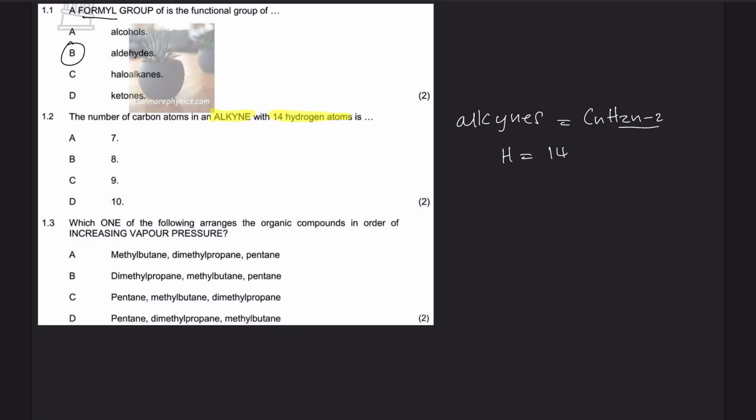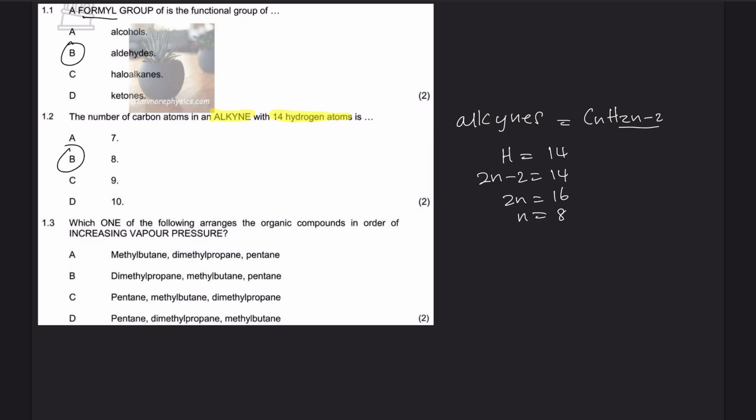The number of hydrogens is 2n-2, so 2n-2 equals 14. We solve for n now. We're going to get 2n equals 16 and then n equals 8. So the answer is B also.